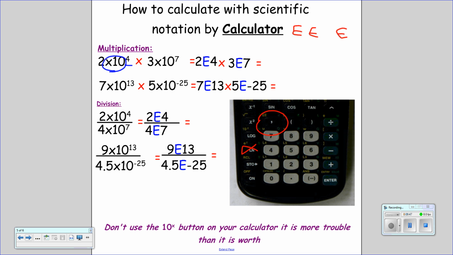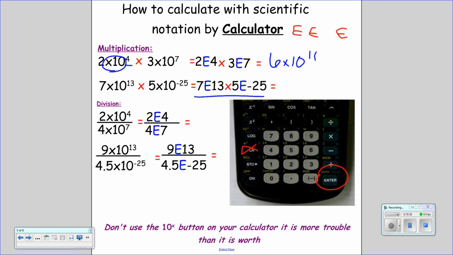So, in your calculator, you would want to type in 2. Now, on this calculator, the E button is your second, okay? Some of them they are, some of them they aren't. It depends on what calculator you have. But usually it's 2, then you have to go up to the top to find the second button, E4. Then you're going to want to hit times 3, second button, E7. And then you hit enter or equals. And you should get 6 times 10 to the 11th. Okay?